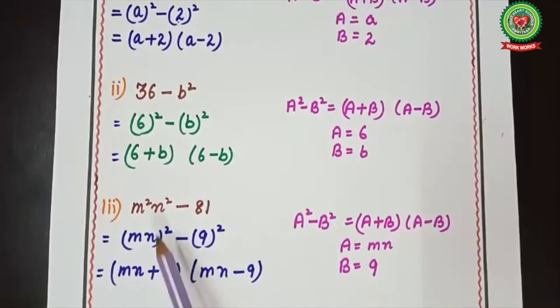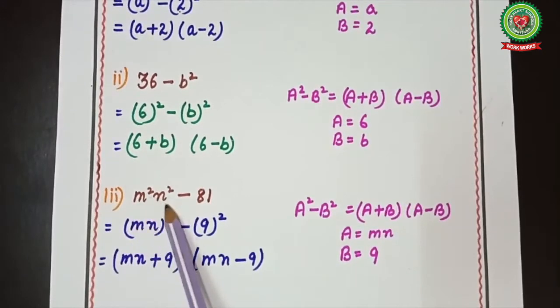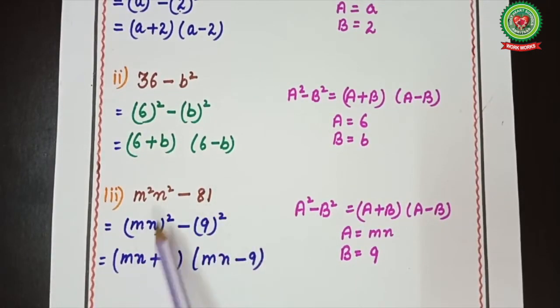Now move to the next example, that is example number 3: m²n² − 81. Now, m² and n², so we can take the square common out, that is (mn)², minus 81, which is the square of 9, so we will write here 9². Now this is in the form of a² − b², which is equal to (a + b)(a − b), where the value of a is mn and the value of b is 9. So we will have a + b, that is mn + 9, and a − b, that is mn − 9, right? So I think it's quite easy. Now move to the next example.